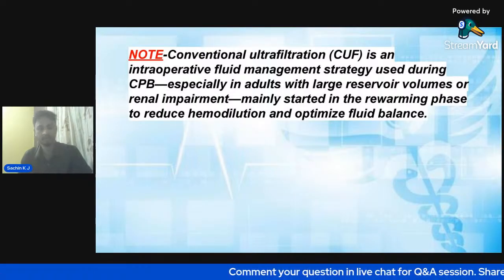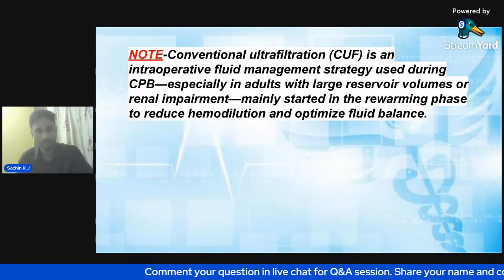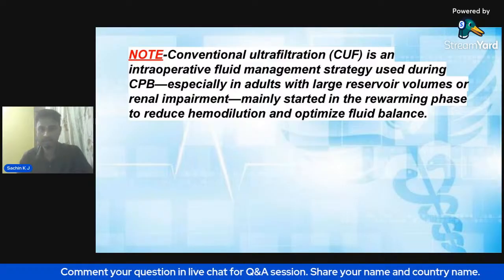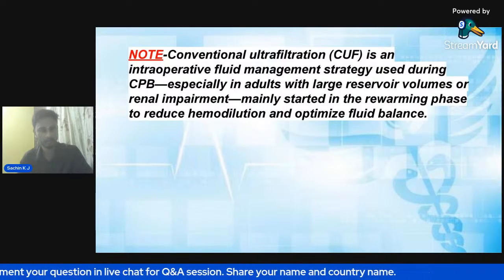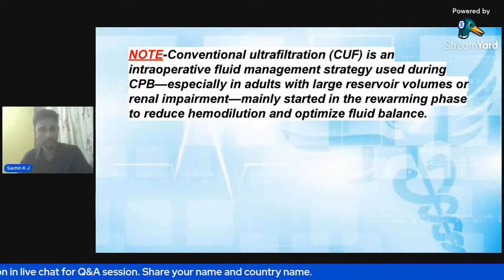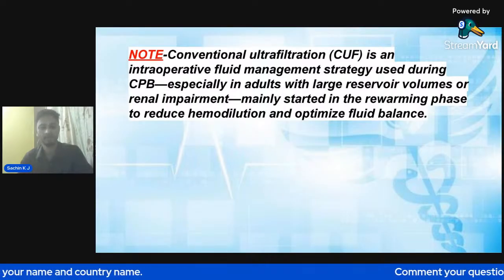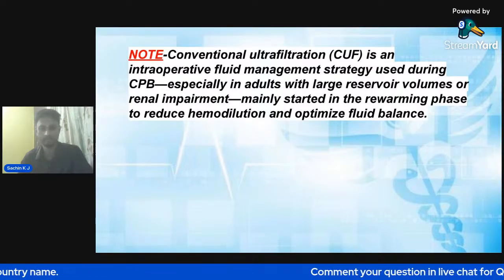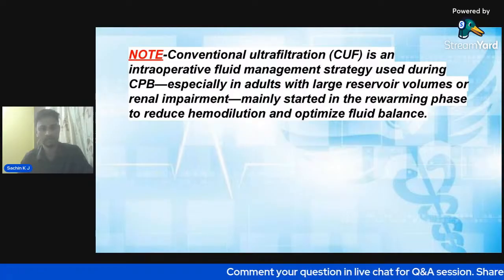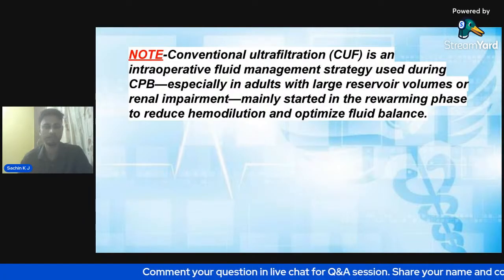Ultrafiltration, a small note I've given. Conventional ultrafiltration is an intraoperative fluid management strategy used during CPB, especially in adults with large reservoir volumes or renal impairment, mainly started in the rewarming phase to reduce hemodilution and optimize fluid balance.